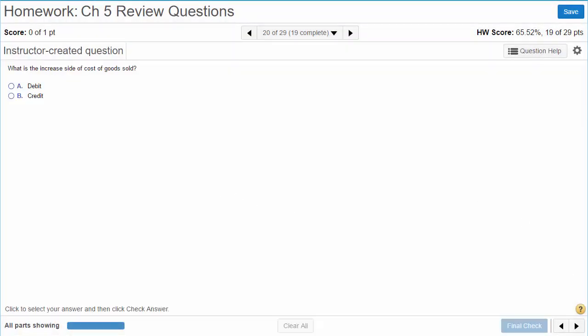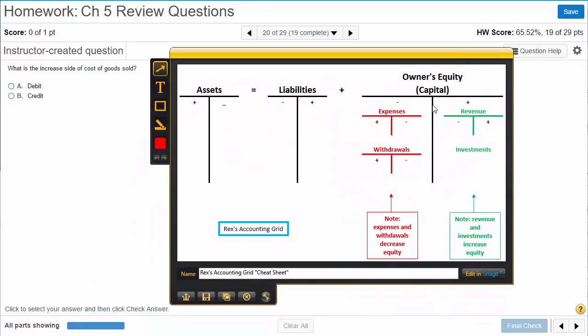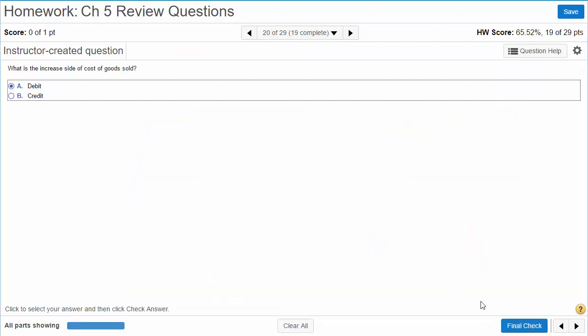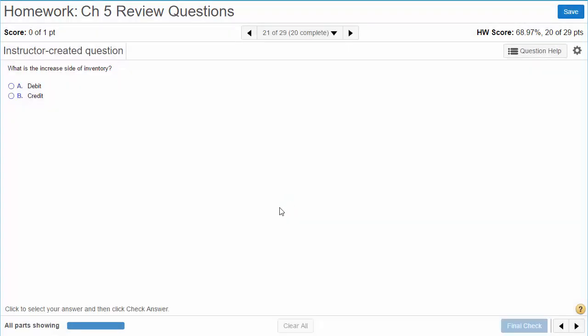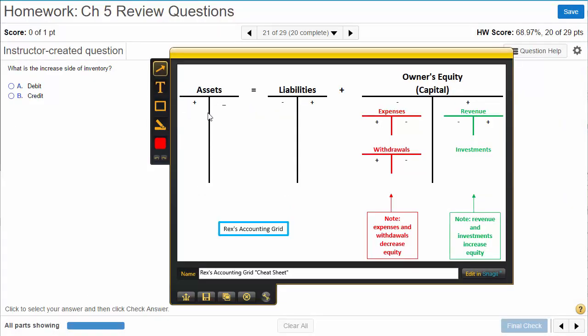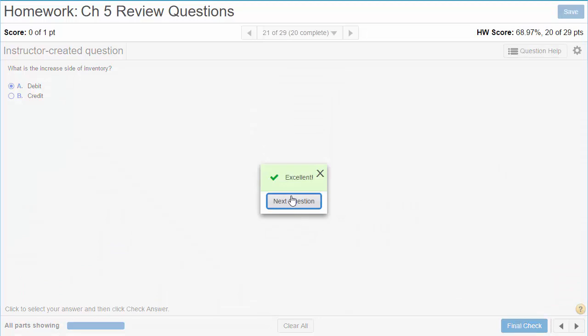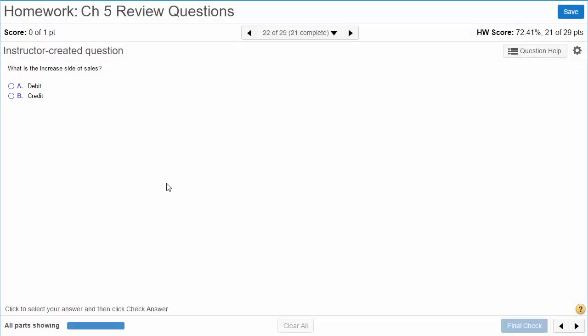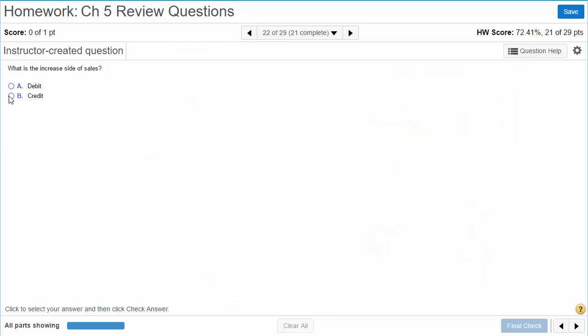What's the increase of cost of goods sold? Well, remember, cost of goods sold is an expense, so the increase side is the debit. What's the increase side of inventory? Well, inventory is an asset, so the increase side is the debit. What's the increase side of sales? So we need to know that sales is a revenue account, so the increase side is the credit.